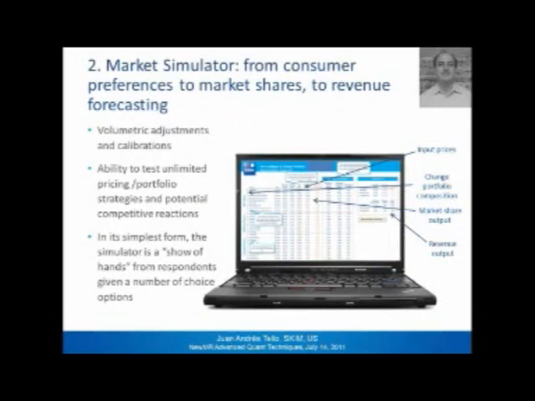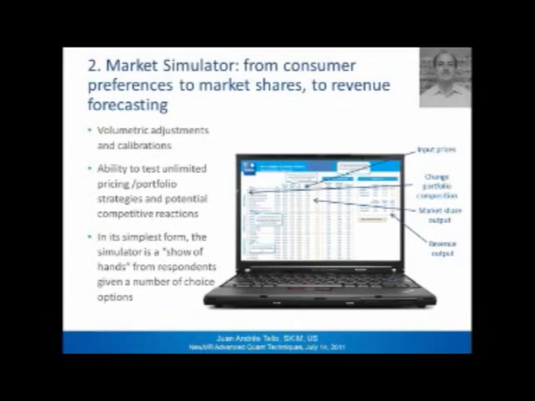The second piece, the market simulator, demand forecasting. You've got to go from the consumer preferences to market shares, and from market shares to revenue forecasting. So there's a lot of volumetric adjustments that we do, and here I have a depiction of the tool. It's basically a very easy to use tool. You have inputs and outputs. You can input your prices. You can change the portfolio composition. And as a result, you will get market shares and revenue outputs.